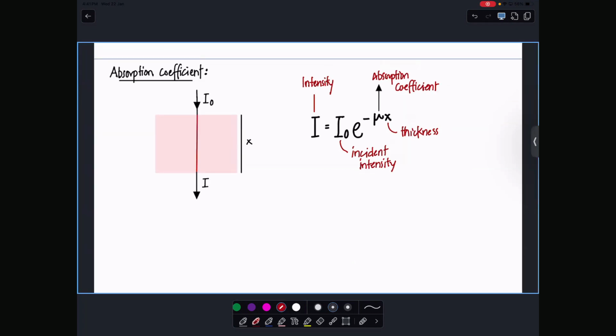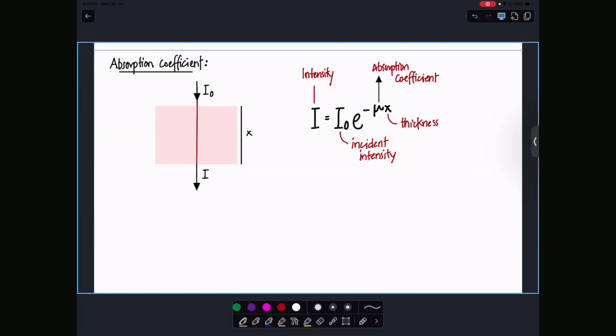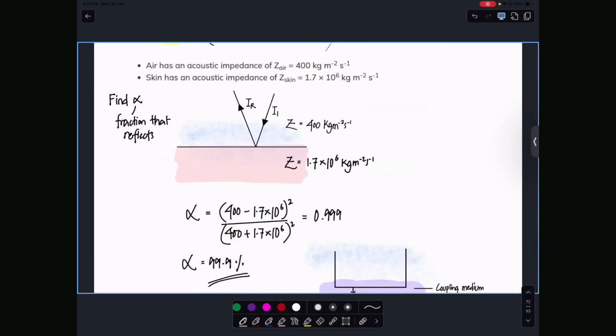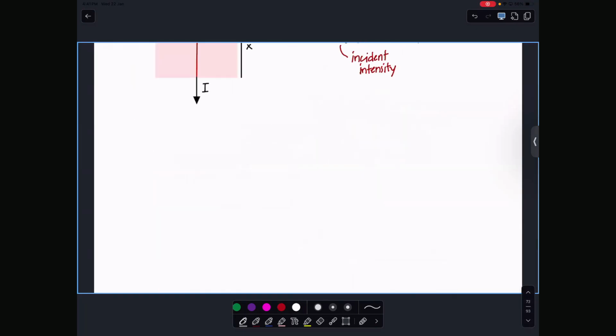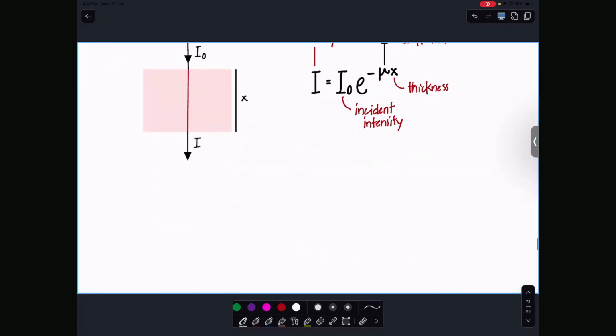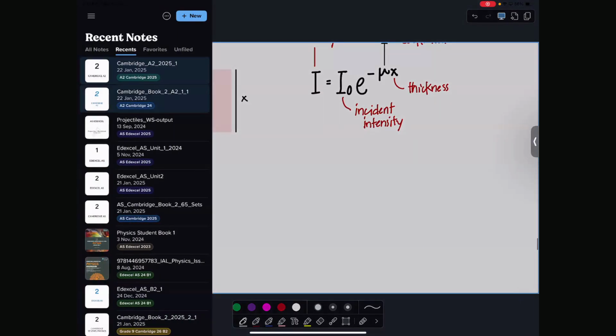Okay, so let me ask you a question. You'll get an idea of what is happening here, but so far have you understood this, the reflection part, and have you understood this, the absorption part? So what kind of a question can you get in your exam? Let's see.